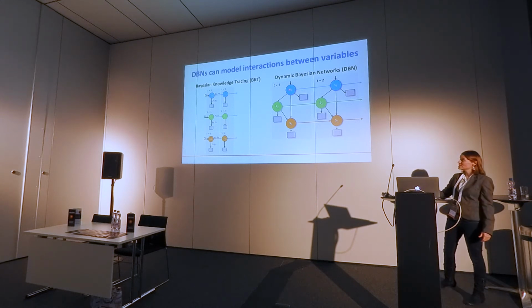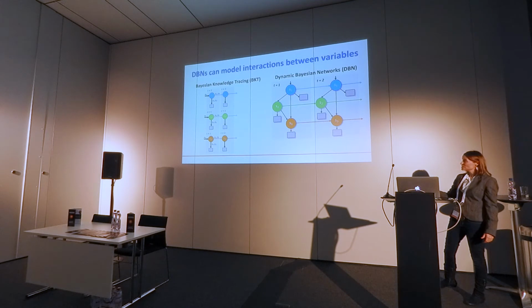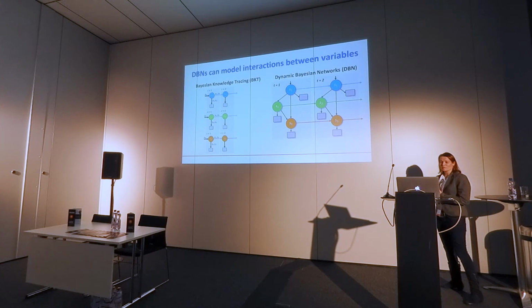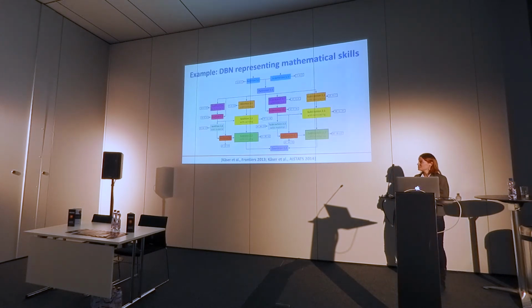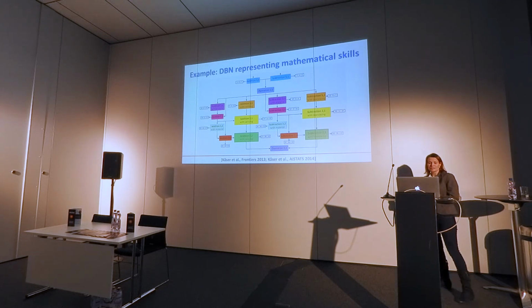So here you can see 3 skills, and here we would assume that the orange skill can only be learned if the blue and the green skill have been learned before. So as a concrete example, we have designed a dynamic Bayesian network for elementary mathematics learning.